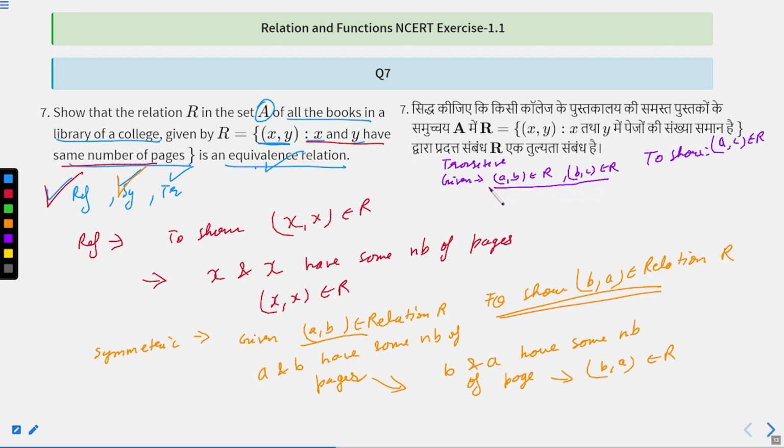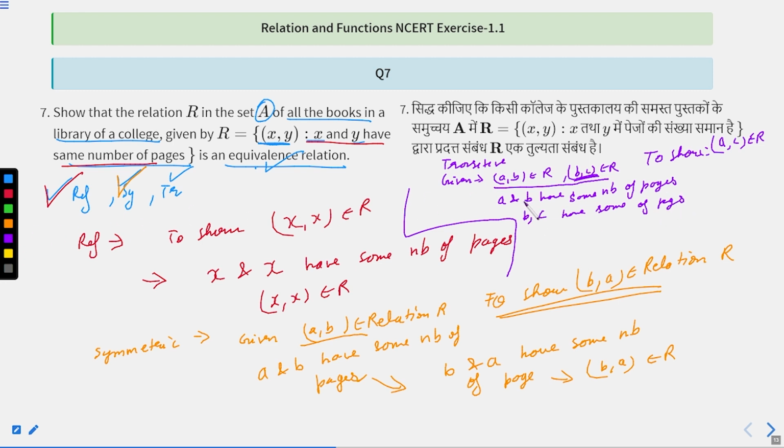From this piece of information, what I can say is very clear that if (A, B) belongs to R, this means A and B have the same number of pages. And from this, what I can say is B and C have the same number of pages.